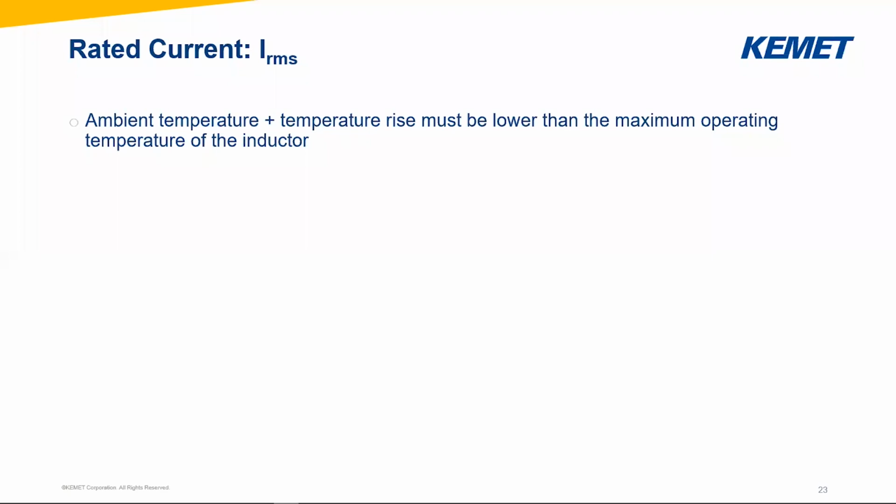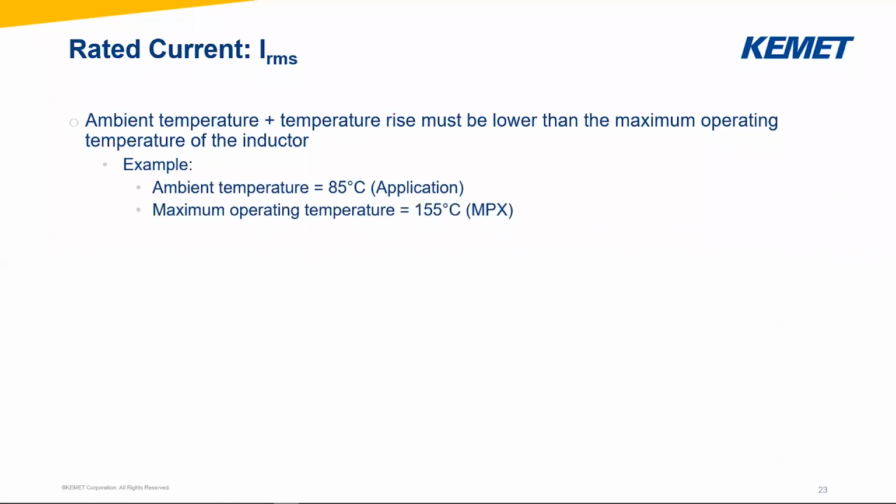To understand the IRMS, you must know that the ambient temperature plus the temperature rise must be lower than the maximum operating temperature of the inductor. I'll give you an example. Let's assume your ambient temperature in your application is 85 degrees. If we take the MPX Metcom power inductor from KEMET, it has 155 degrees as maximum operating temperature. And this means the maximum allowable temperature rise of the inductor is 70 degrees.